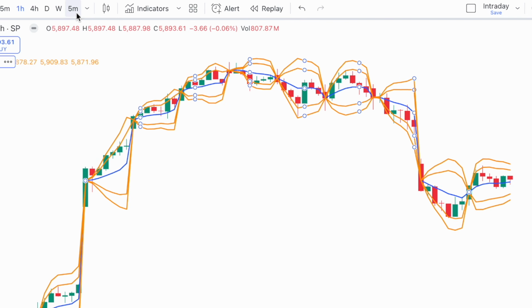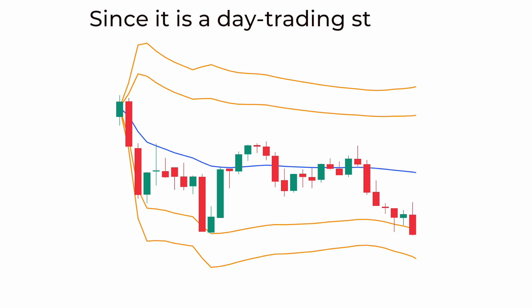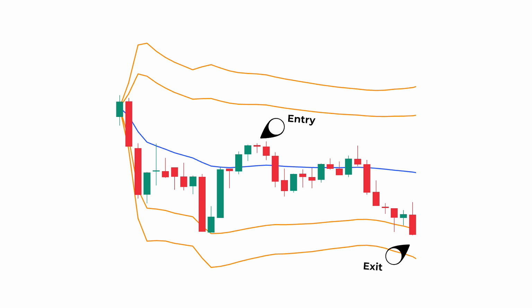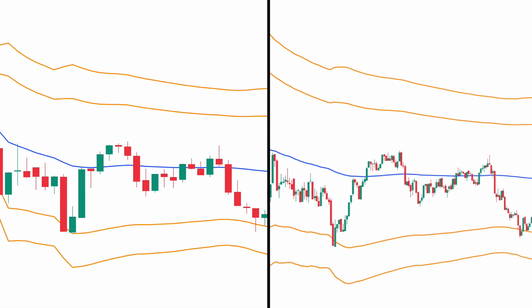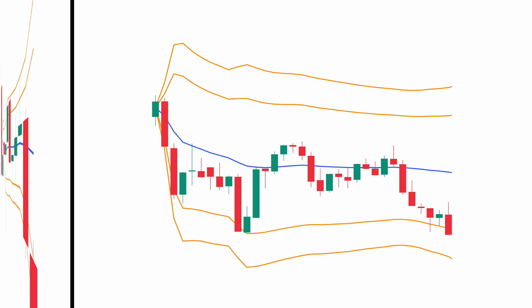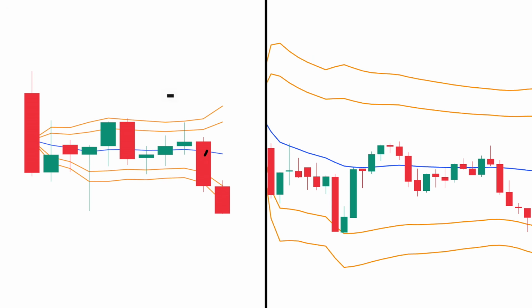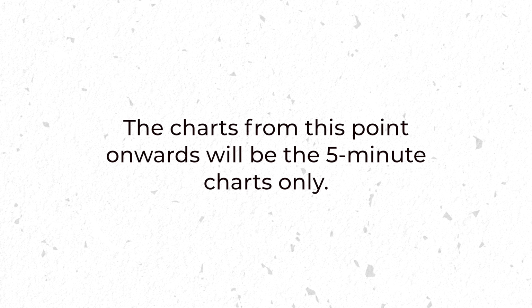Once the indicator is ready, we will switch to the 5-minute time frame. Since it is a day trading strategy, our entries and exits will be on the 5-minute chart. In my experience, the 5-minute time frame is ideal for day trading. Lower time frames often introduce unnecessary market noise, while higher time frames may cause you to miss important price action. The charts from this point onwards will be the 5-minute charts only.